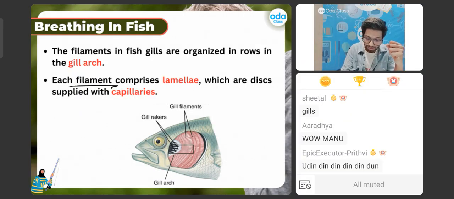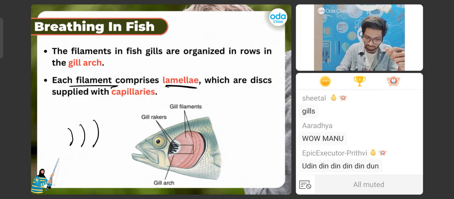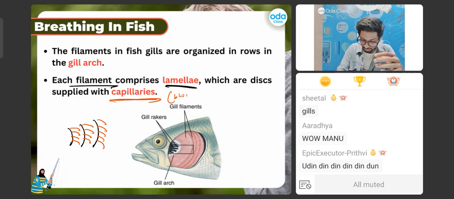Now, each gill filament, all these filaments that you can see here, they all have lamella, disc-like structures. If this is the filament, they all have disc-like structures like this. Can you see that? This is called lamella. And inside these lamellae, capillaries are present, blood vessels. So blood vessels are present in the gills.